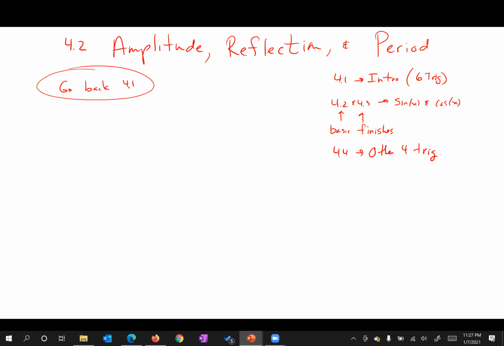All right, just to give you the forward look into chapter 4. So there it is. In 4.2 and 4.3, we're looking at the sine and cosine curves, getting really, really good at graphing them. That's what we want to do. All right, so let's go back to 4.1. What in the world did we learn in 4.1? So first things first, we learned this.